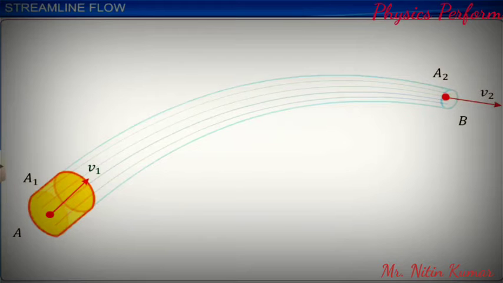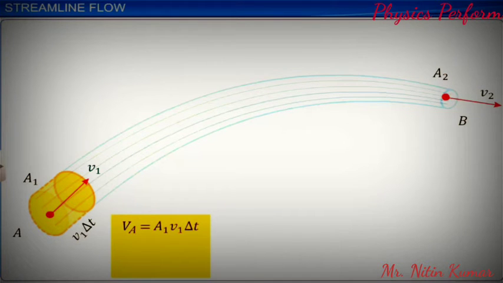To find the volume of the fluid, VA, going into the tube with the velocity V1 through the cross-section A in time delta t, consider a small cylinder of length V1 delta t. The volume of the fluid going into the tube through the cross-section at A is A1 V1 delta t. If ρ is the density of the fluid, the mass of the fluid, Ma, entering the tube at A in time delta t, is A1 V1 delta t ρ.